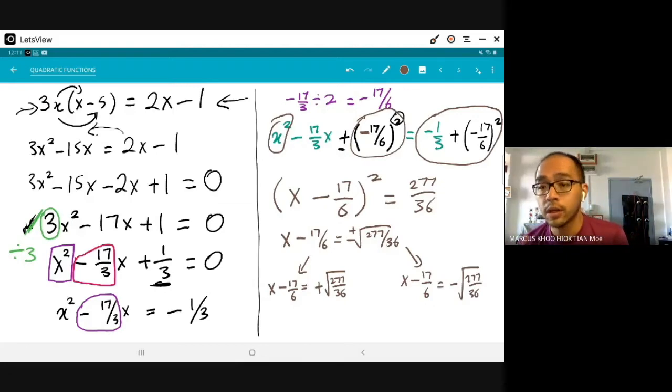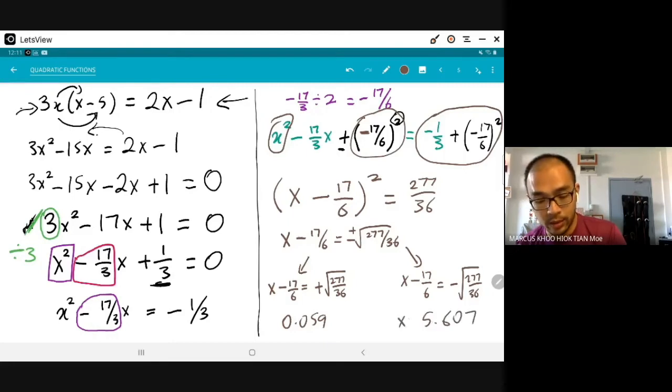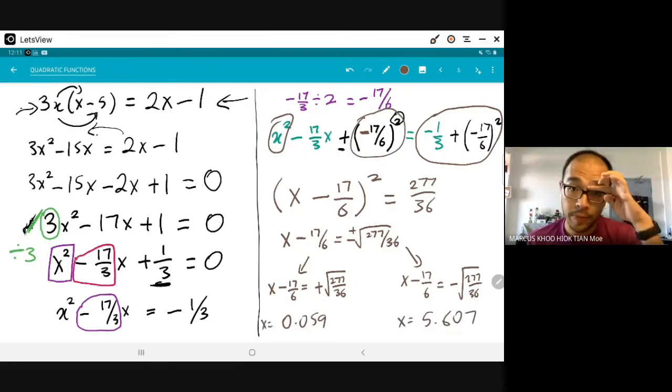Lepas itu, kamu boleh cari dia punya final answer sudah, which is, sekejap, saya tengok dulu. The answer should be 0.059 and 5.607. Okay, X equals to this, X equals to this.